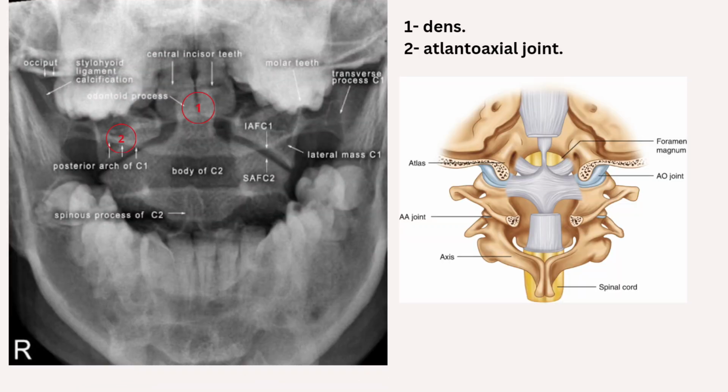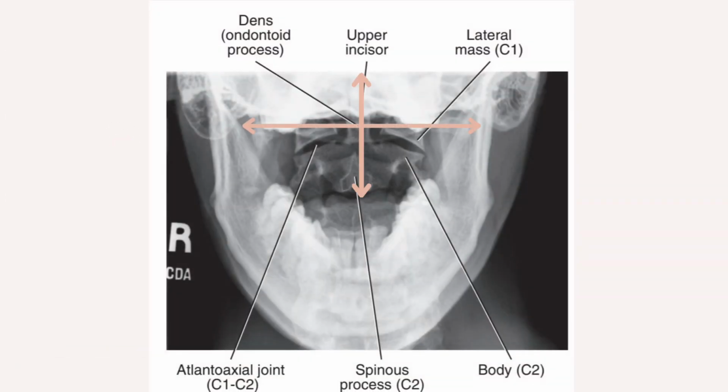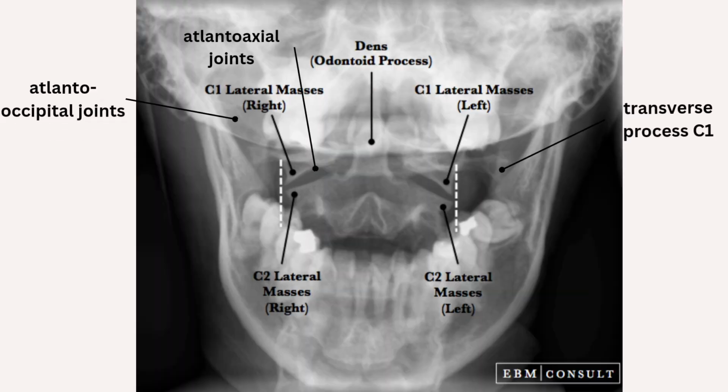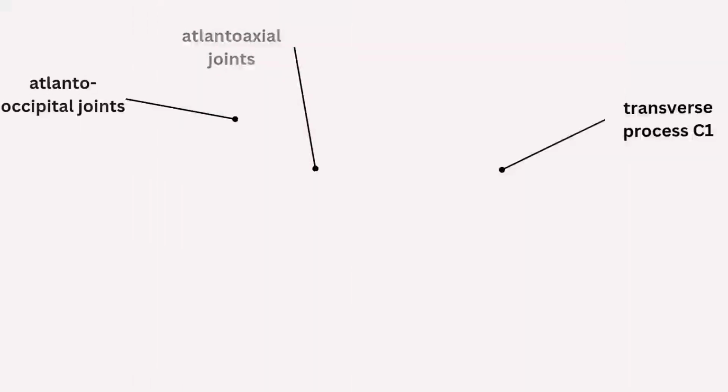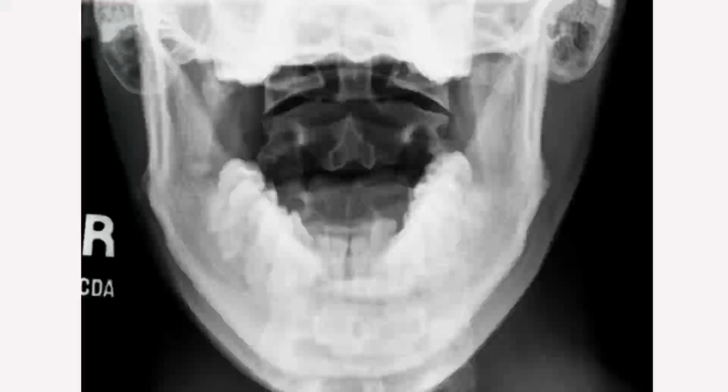Upper incisors and posterior occiput inferior edge are demonstrated superior to the dens and the atlantoaxial joint. Dens is centered within the collimated field. Atlantoaxial and atlanto-occipital joints, the atlas lateral masses, transverse process, the axis, dens, and body are included within the field. Finally, the shadow of the tongue is not projected over the atlas and axis.